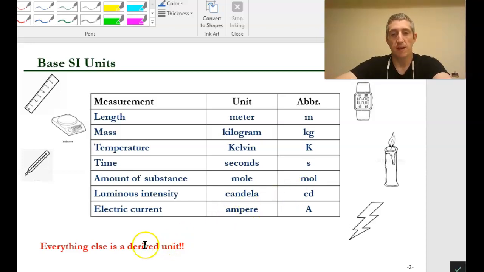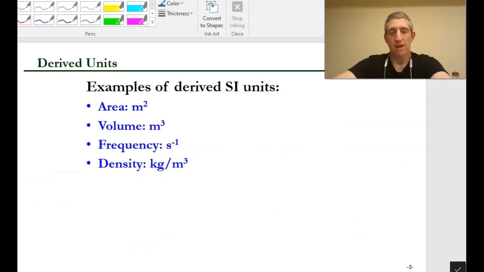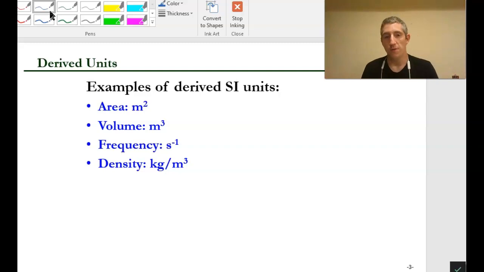Other calculations being involved comes up with something called a derived unit. Here are some examples of derived units. You've heard the words for them, but perhaps don't recognize the units. Area, volume, frequency, density, and quite a few others. So where do these units come from? m squared, m cubed, inverse s, kilograms per meter cubed. Well, they come from other calculations.